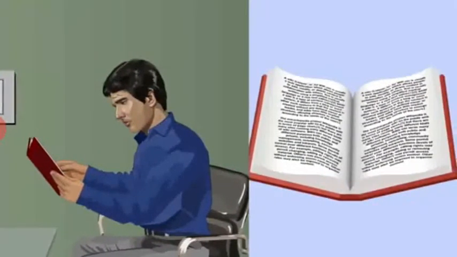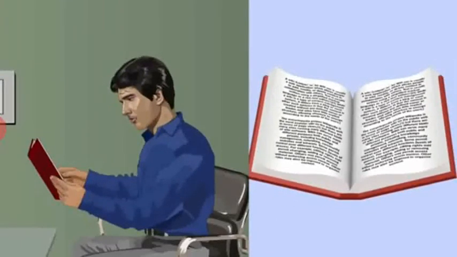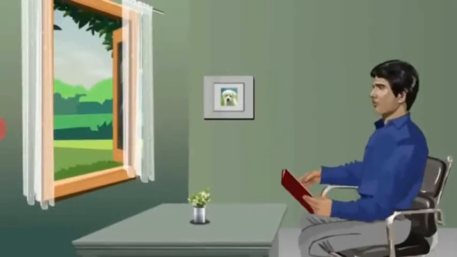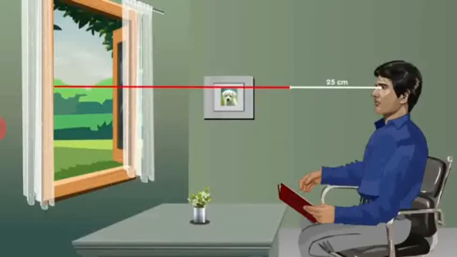The minimum distance at which the eye can see objects clearly is called the near point or least distance of distinct vision. In a normal eye, it is 25 centimeters. The farthest distance up to which the eye can see objects clearly is called the far point of the eye. In a normal eye, it is between 25 centimeters and infinity. The eyes can gradually lose their power of accommodation, resulting in blurred vision due to refractive defects.